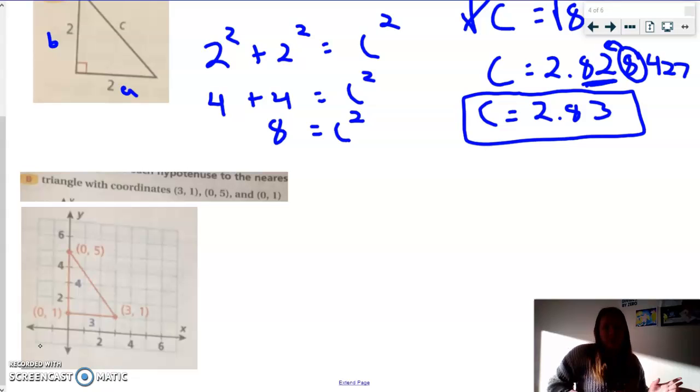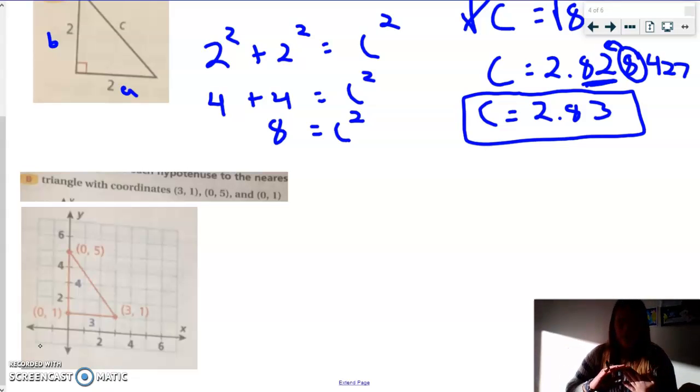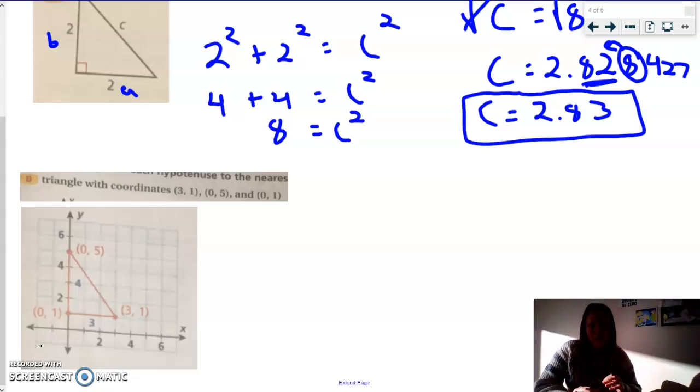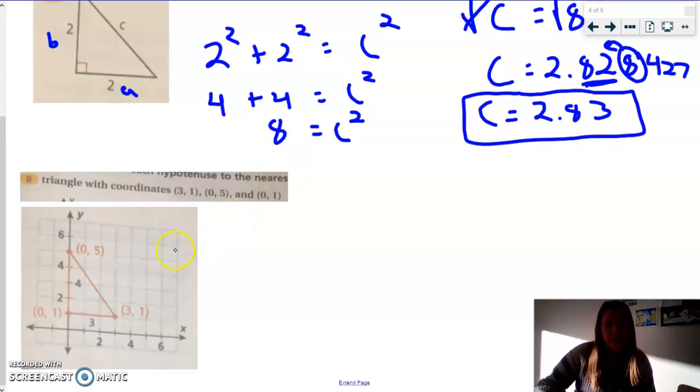All right, so the next one, they give it to me on a coordinate plane, and they make it a little challenging because they say that the coordinates are here, at 3, 1, you've got 0, 1, you've got 0, 5. But they also show how much of a distance this is, and it's kind of hard to see, but they say that the distance here is 4, and the distance here is 3.